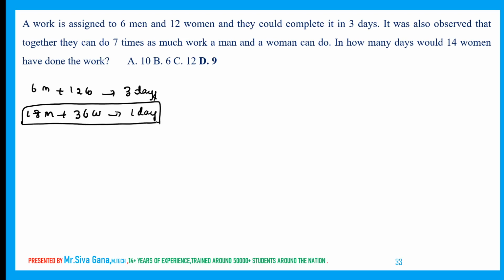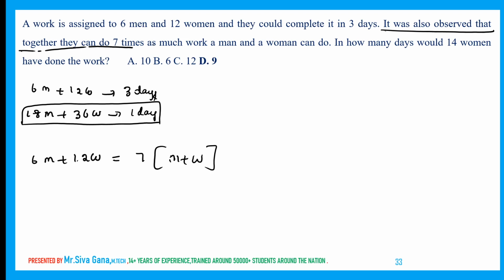It is also observed that together they can do 7 times as much work as a man and a woman can do. What is he telling? Whatever the work of 6 men plus 12 women, this work will be finished by 7 times of men and women together. Right? This is what he is telling.